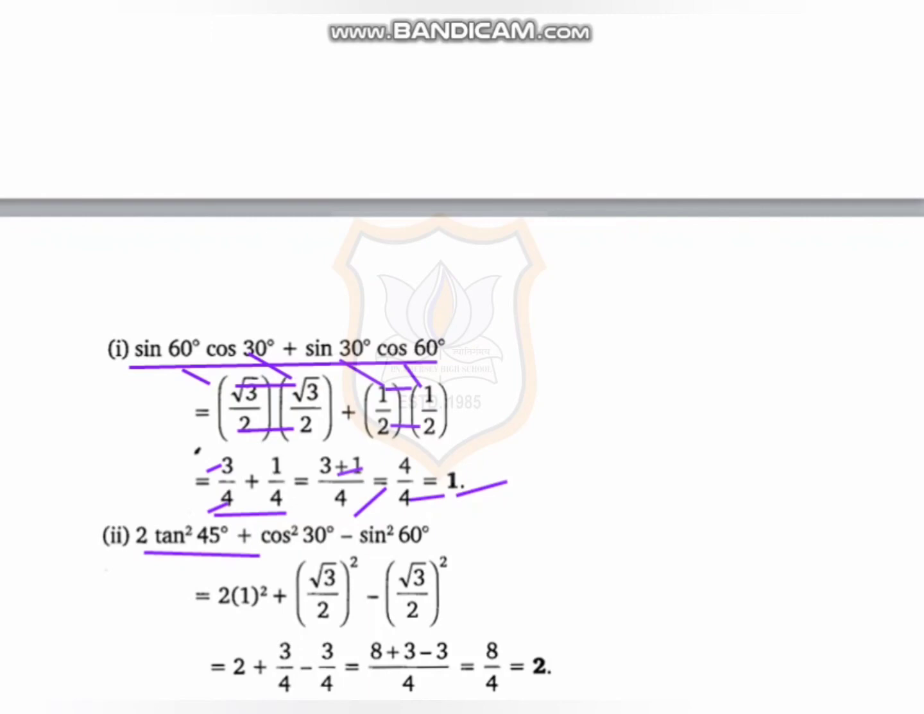Question number 2. Tan square 45 plus cos square 30 minus sine square 60. The value of tan 45 is 1, the value of cos 30 is root 3 by 2, the value of sine 60 is root 3 by 2. The value of 1 square is 1, and 1 into 2 is 2. The value of root 3 square is 3, and the square of 2 is 4. In the same way the value of root 3 square is 3 and the value of 2 square is 4. So 3 by 4 and 3 by 4 cancel out, and we easily get the value 2. The rest of the questions I will solve in the next video. Thank you students.